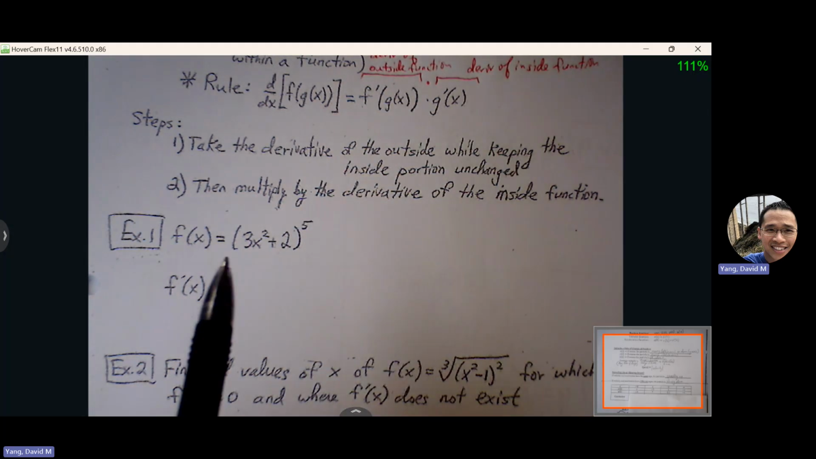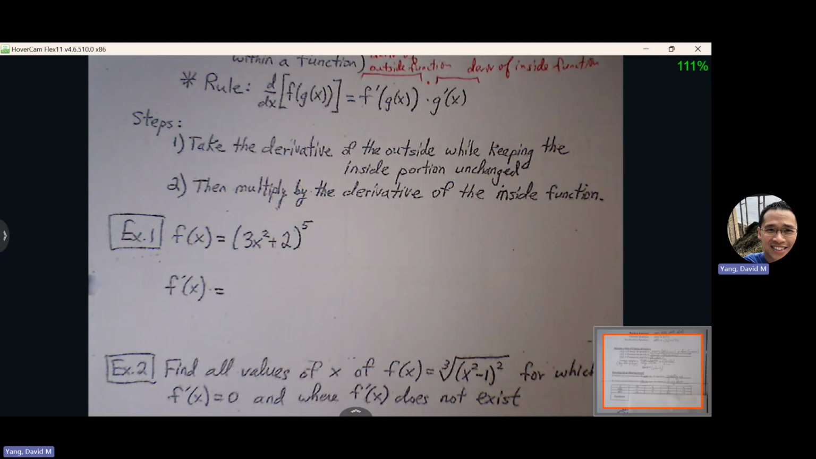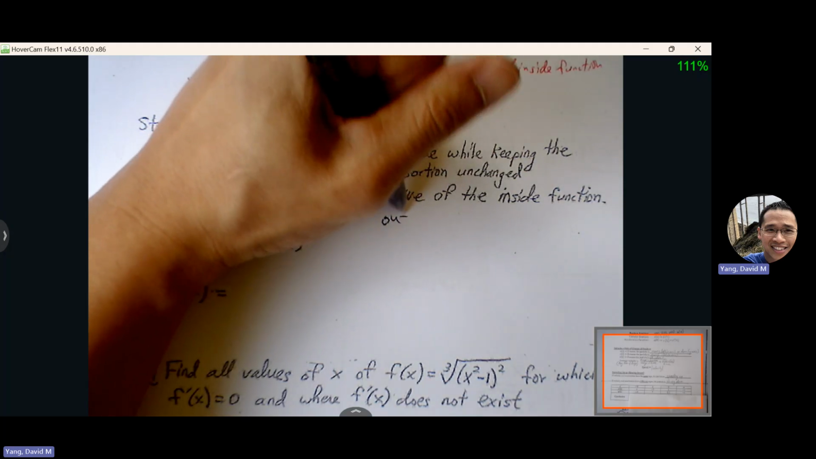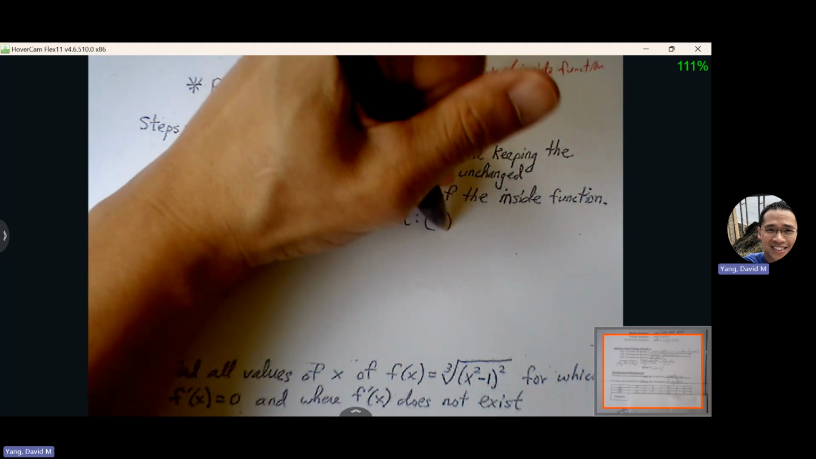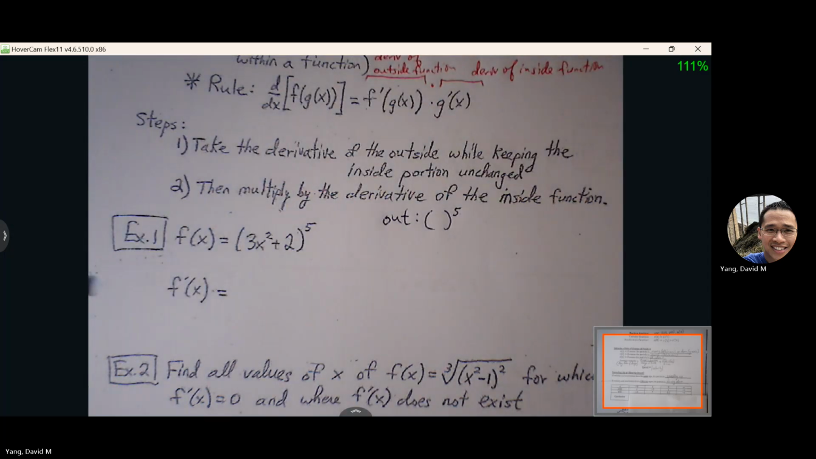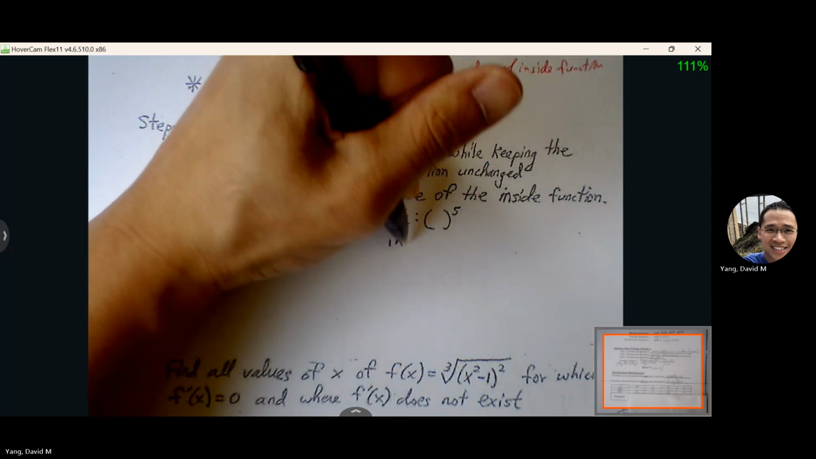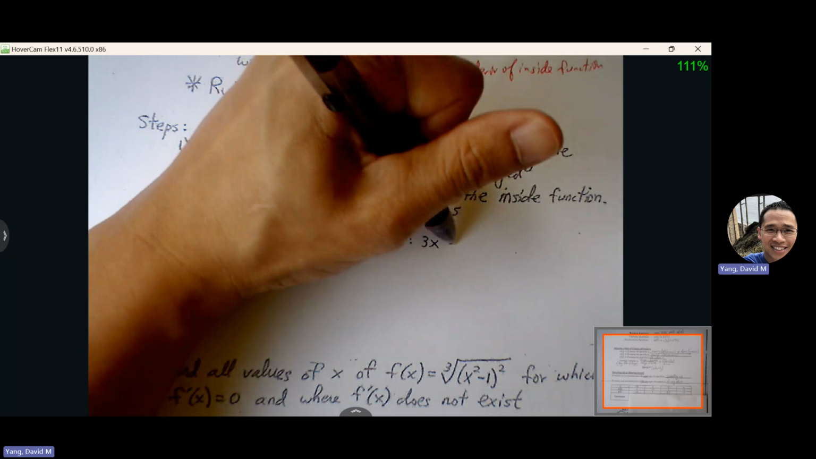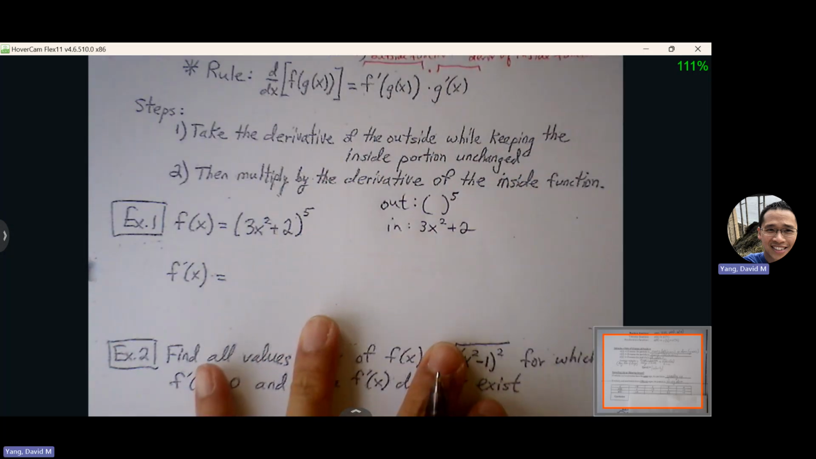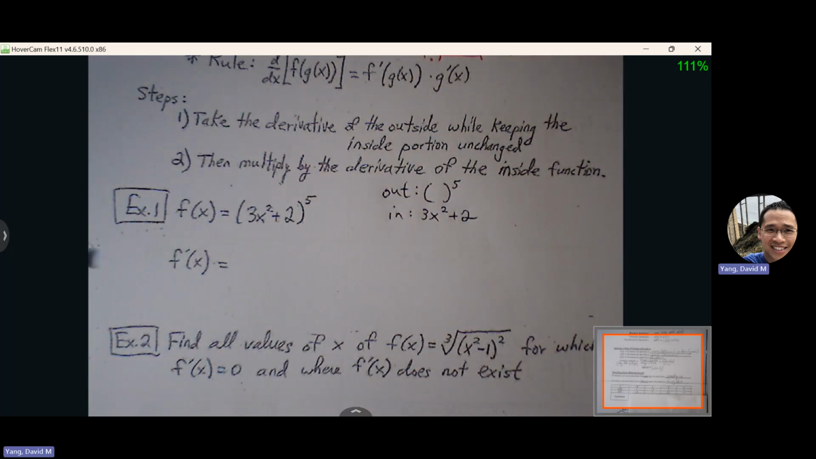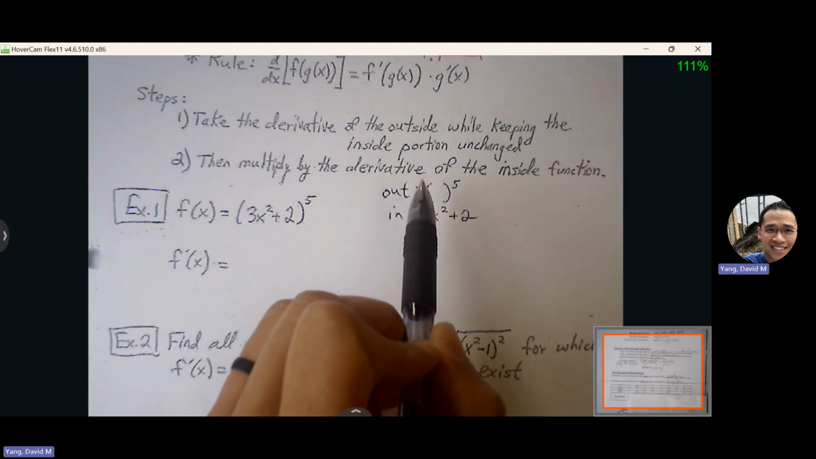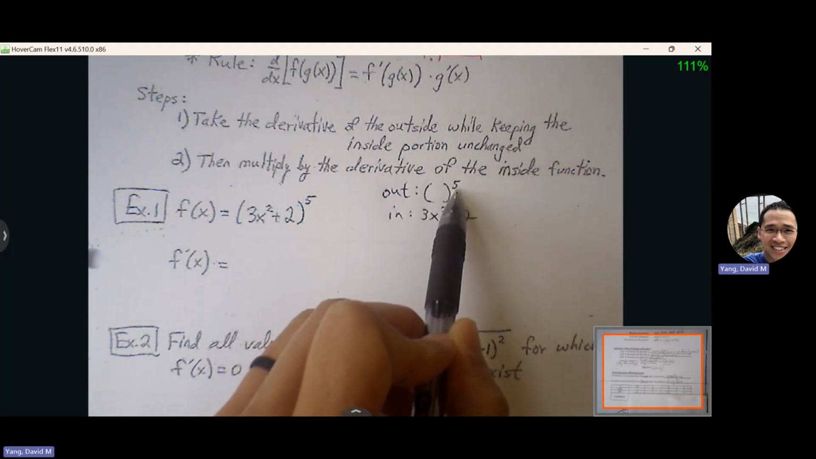So the idea is that rather than expanding all this out, why don't we think of this as an outside-inside component here? So here, the outside component of your expression is this parentheses to the fifth power. And then the inside portion is going to be that 3x squared plus 2. So an easy way to visualize this is whatever is outside the parentheses is your outside expression. Whatever is inside your parentheses is your inside expression. So imagine this parentheses as its own variable. Pretend like this is x to the fifth power, but instead it's parentheses to the fifth power.